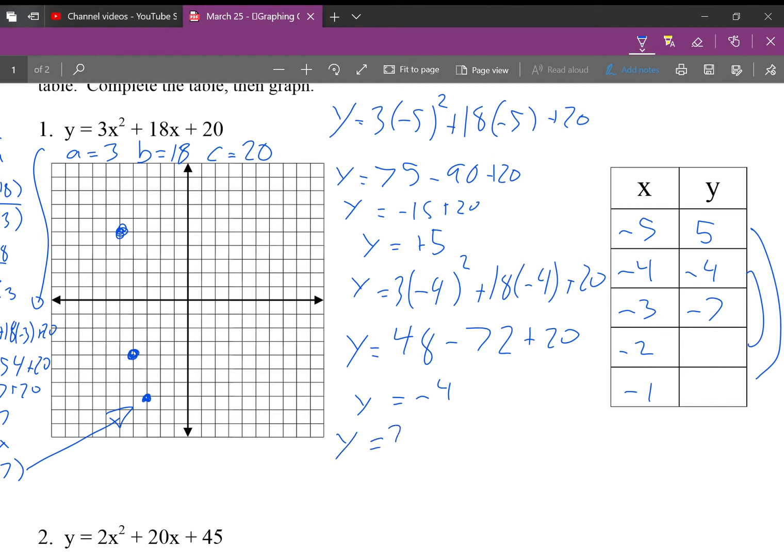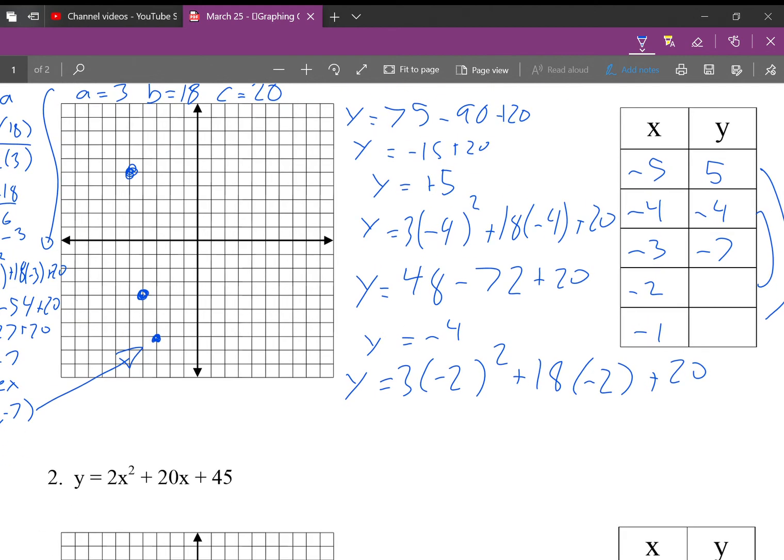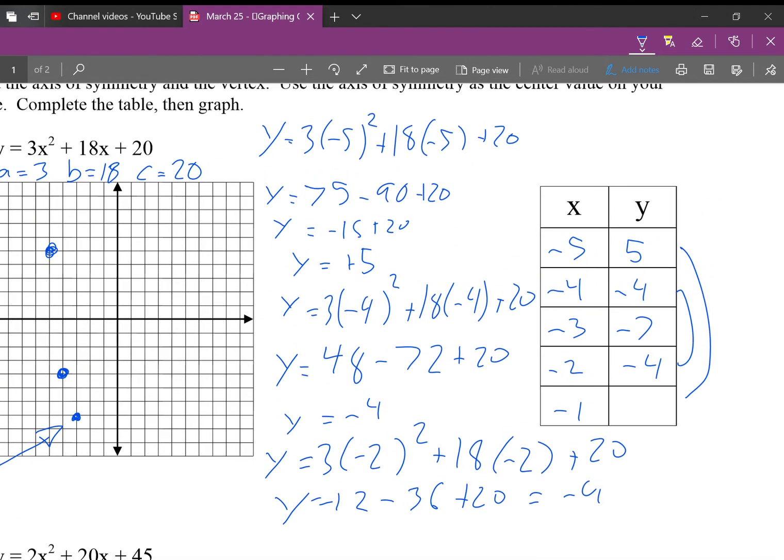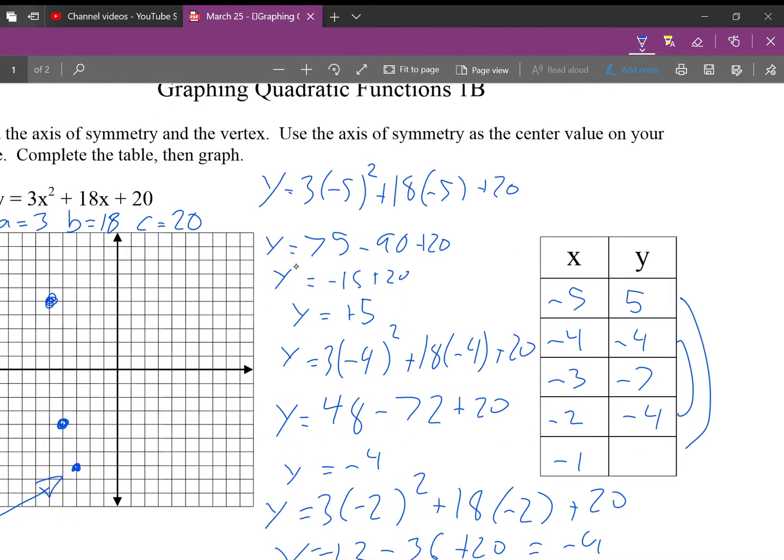Plugging in negative 2, 3, negative 2 squared plus 18 times negative 2 plus 20. 2 squared is 4. 4 times 3 is 12. So you have positive 12. Negative 18 times 2 is negative 36 plus 20. Well, 12 plus 20 is 32 minus 36 is negative 4. So I do get negative 4 here, which is what I expected to happen. And then again, if everything goes as I expect, I also am pretty confident that I'm going to get 5 for the last value. Let's just see if that's true.